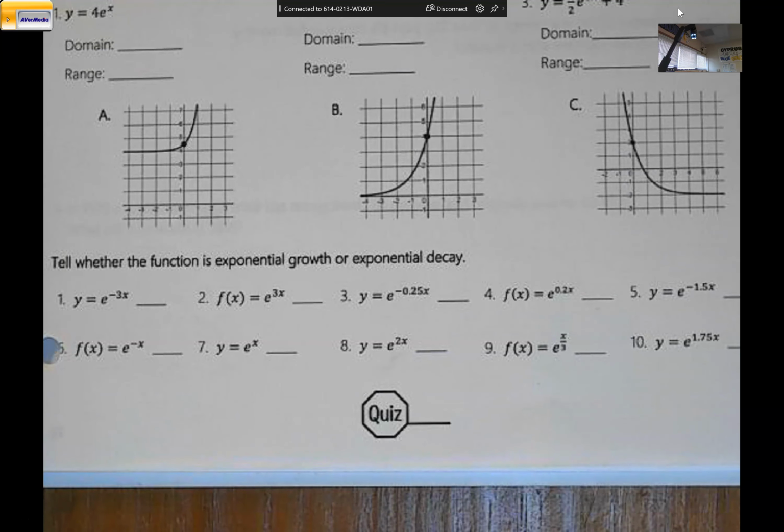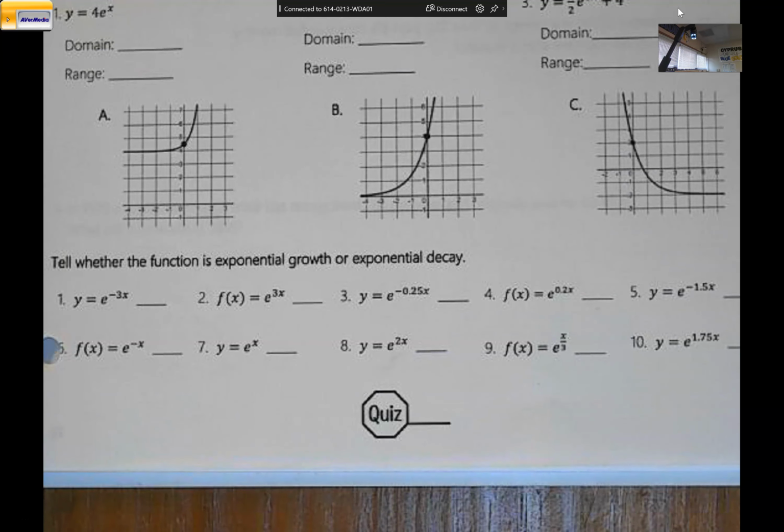Looking good. Okay, let's check. 1 is decay. 2 is growth. Decay, growth, decay, decay, growth, growth, growth, growth. How'd you guys do?